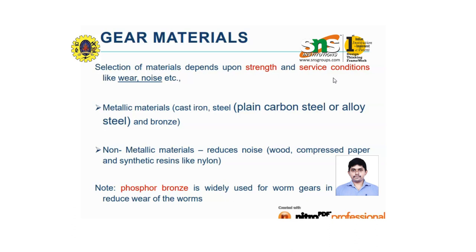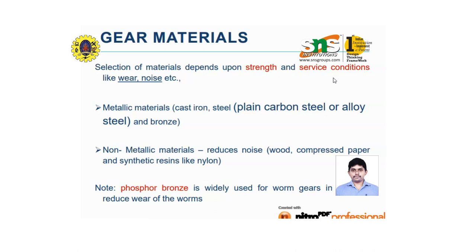And point number 2, metallic components like cast iron, steel, plain carbon steel or alloy steel and bronze. These metallic materials have been selected based upon this value. And the non-metallic materials are generally used for reducing the noise. Along with that, the materials are wood, compressed paper and non-synthetic resins like nylon. Okay, so the non-metallic materials are a little bit different when compared to the metallic ones.